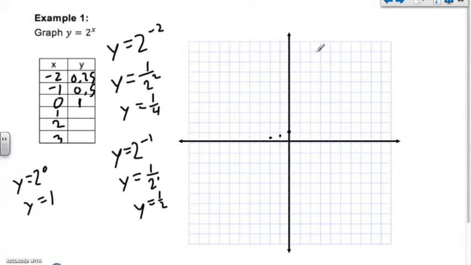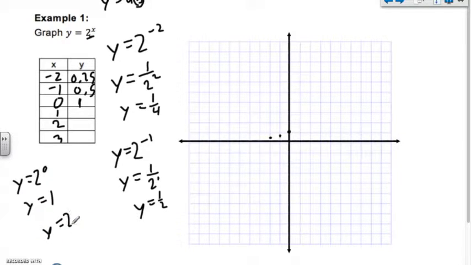gradually increasing. And the tip that's going to give this away: remember if we had y equals ab to the x, if b was greater than 1, which in this case it's 2, we're going to be increasing. So we know we're on the right track. Let's keep plugging in values.